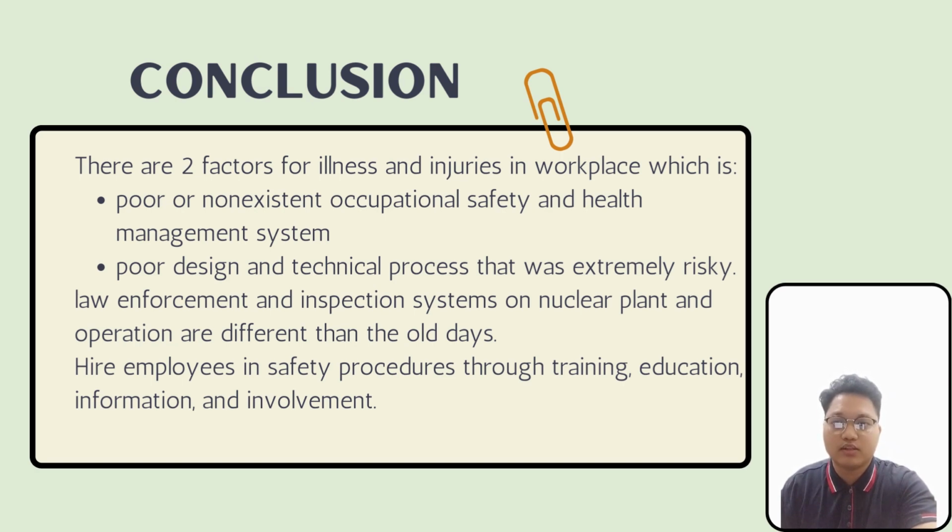So, based on the study, there are two factors for illness and injuries in the workplace, which is, first, a poor or non-existent occupational safety and health management system. The other one is poor design and a technical process that was extremely risky. So, based on those two factors, the law enforcement and inspection system on nuclear plants and operations are different than the old days.